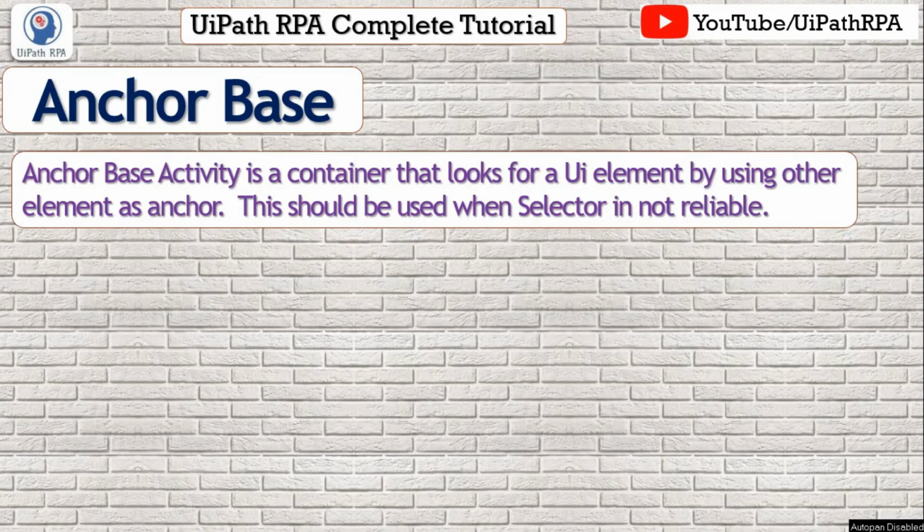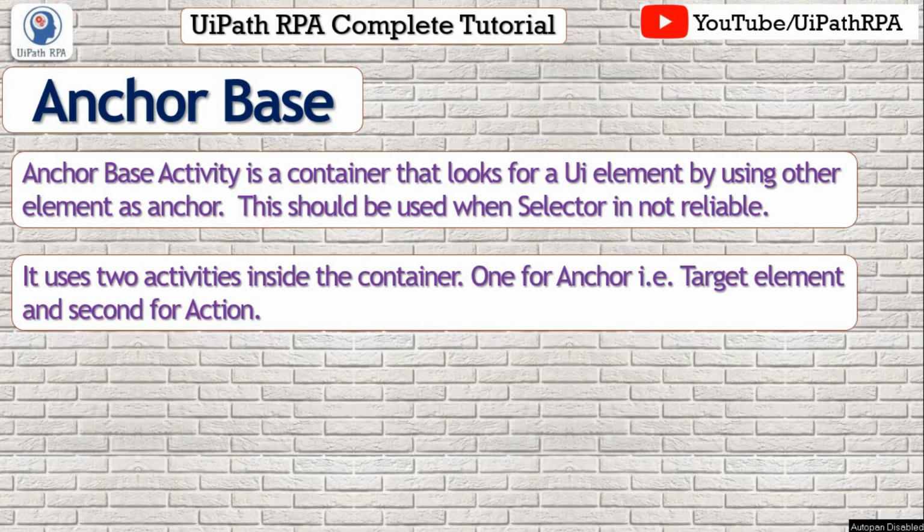So this should be used when the selector is not reliable. If our selector is not reliable, and every time the position or location of the UI element is getting changed, then we can use the anchor base activity to work on that. It uses two activities inside the container, one for anchor, that is the target element, and second for action.